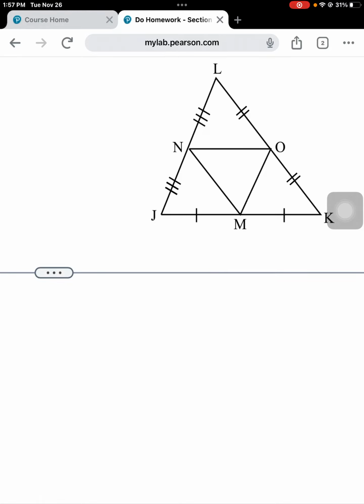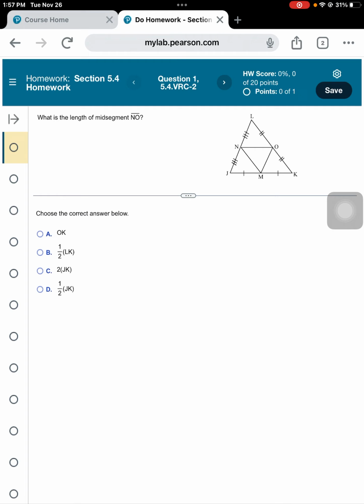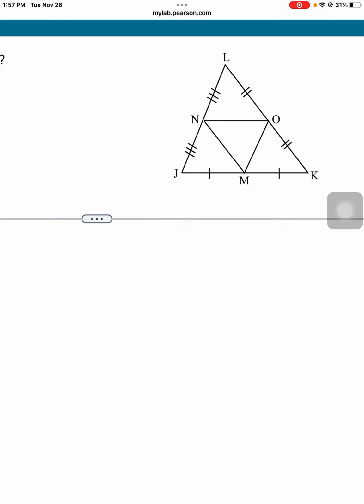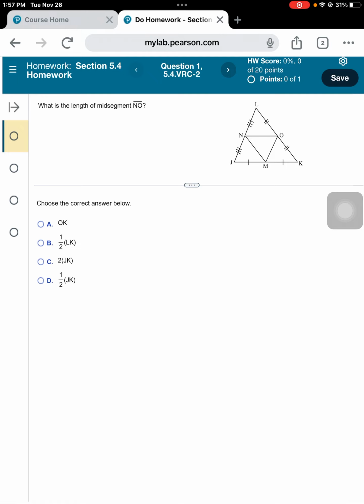What is the other side of the triangle? That's JK. JK is parallel to NO, and NO is half of JK. Those are the main things you need to know for midsegments. So, if we take a look at this first question, what is the length of midsegment NO? It's going to be half of JK.